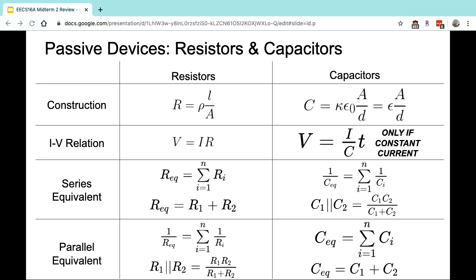Another key important point, we have V equals IT over C. This is from the previous form that we had if we just integrate it in reverse. But this is only true if current is constant. Because otherwise, when you're taking the integral of current, if it's a function of time, then it's going to be a little different.